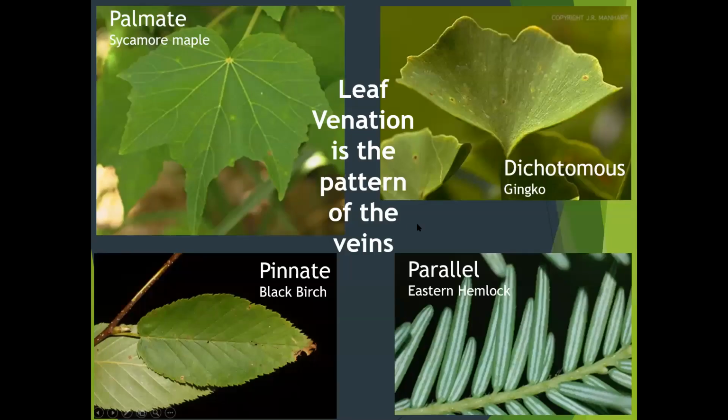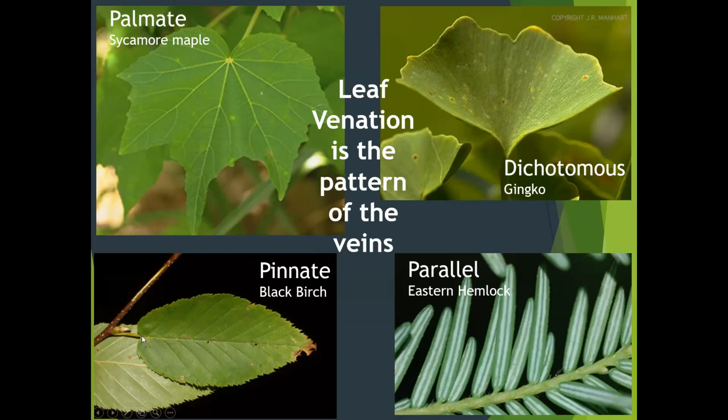Anyway, the next thing we're going to look at again are the venations, or the patterns of the veins in the leaf. So I'm going to start off with palmate. This is a sycamore maple, and you see there's a midrib vein, but there's also other major veins. So palmate, if you think of the palm of your hand, you can sort of think of these major veins as fingers, and then there's a whole network of secondary veins inside this leaf.